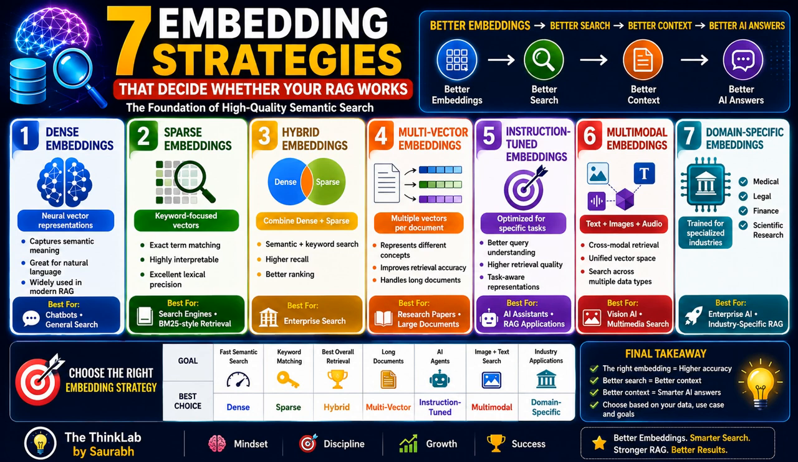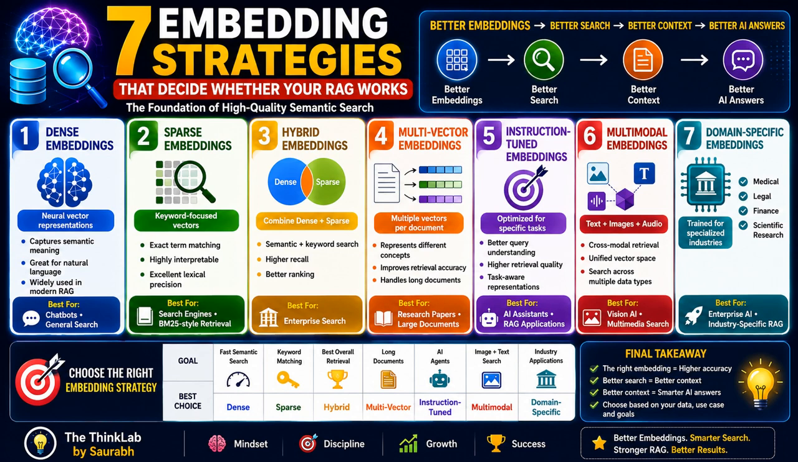Now we are moving to strategy 6, multimodal embedding. This embedding works with multiple types of data, not only text. It understands images, audio, video and sometimes documents. Everything is converted into a shared vector space. This means you can search using text and retrieve an image, or upload an image and retrieve related documents. This technology powers many modern vision AI applications. It is becoming increasingly important in enterprise AI.